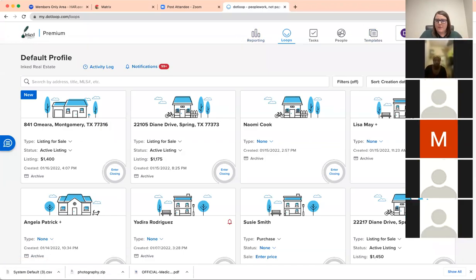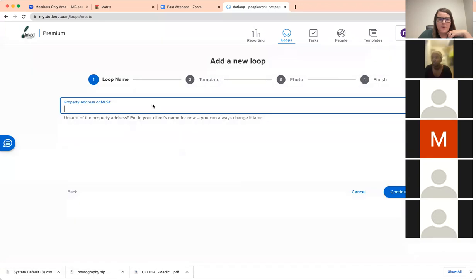Oh, right, we're recording. Okay, so we're gonna go into dot loop and we're gonna set up the loop for the offer process itself. So you go to add loop.